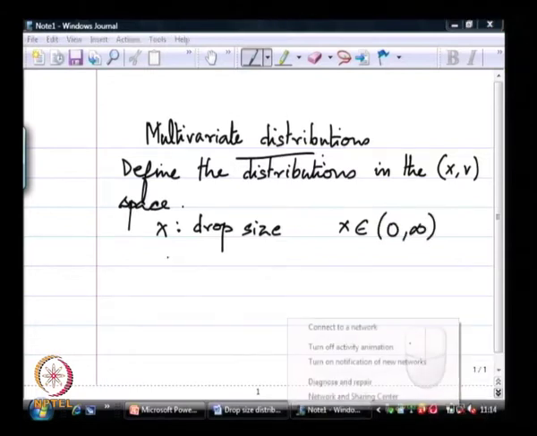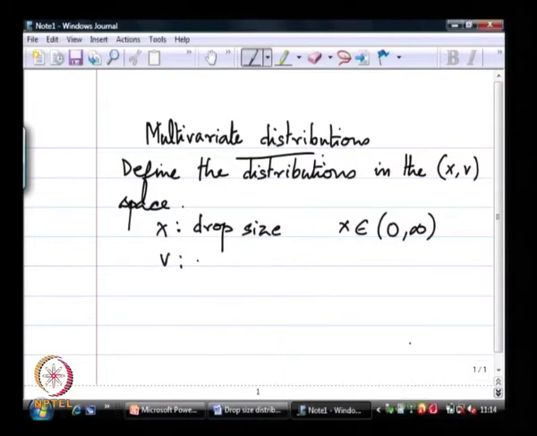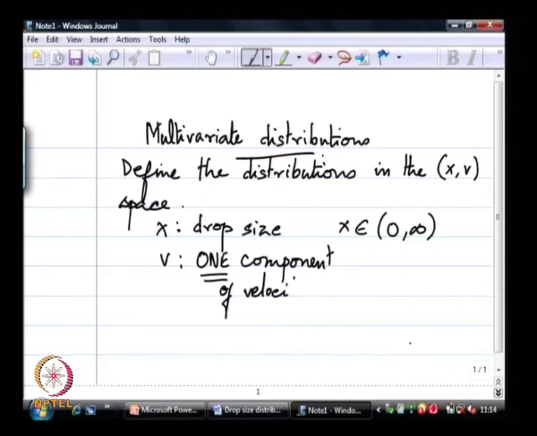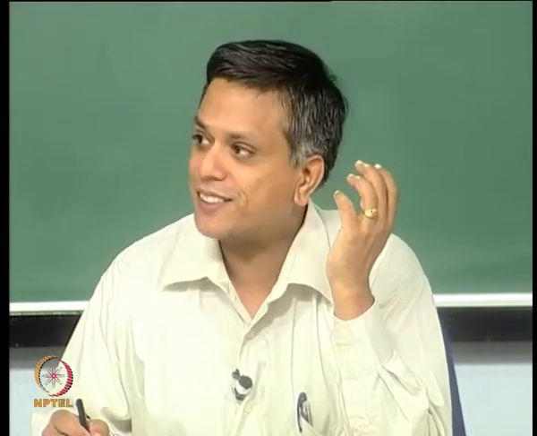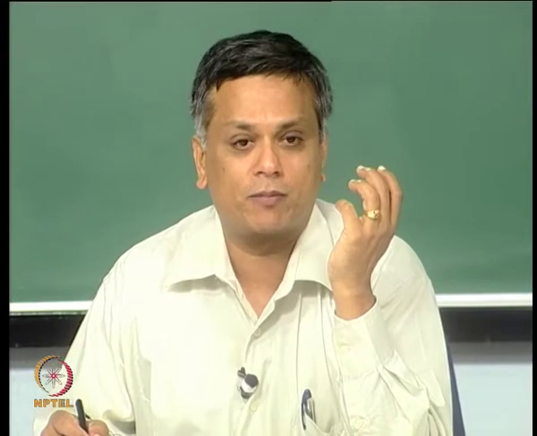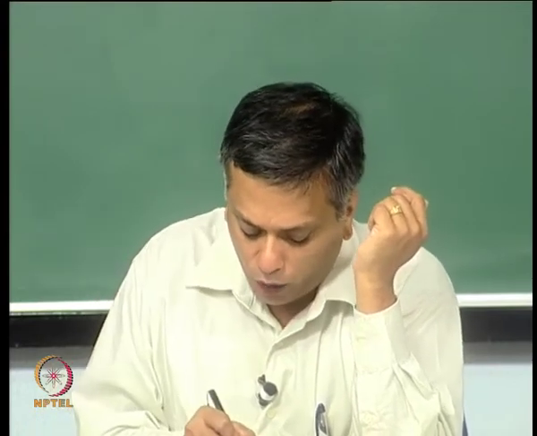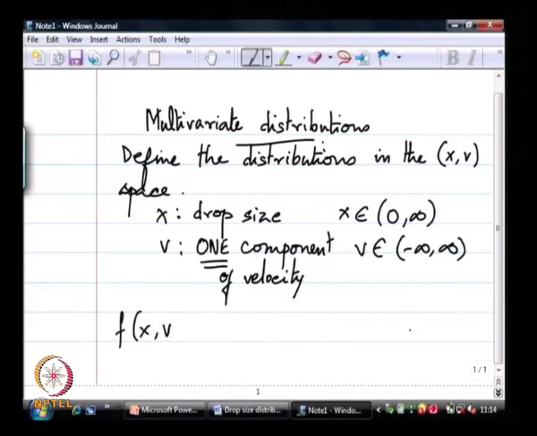Okay, it's a positive number, and v is, we'll just stick to one component of velocity, and because the component of velocity can be either positive or negative, it goes between minus infinity to infinity. Without knowing anything about a given spray, this is sort of the limits I can set on it, right. So now I define a function f in these two variables.